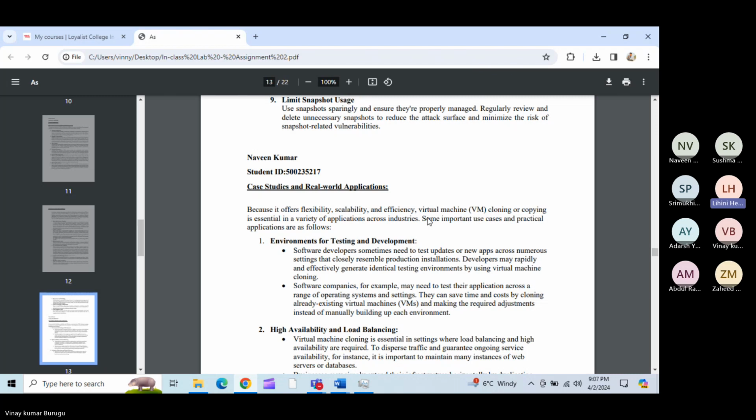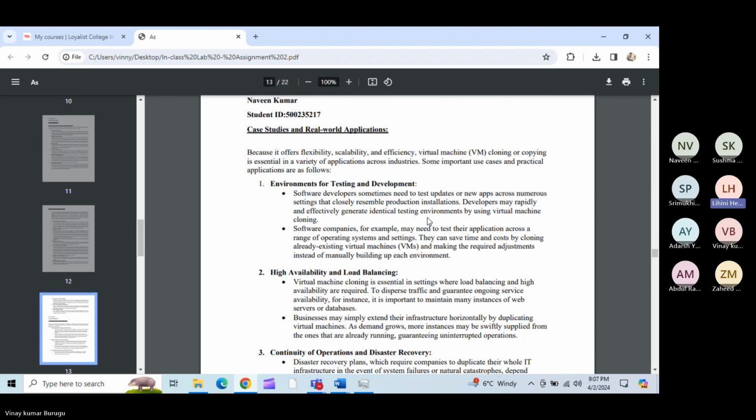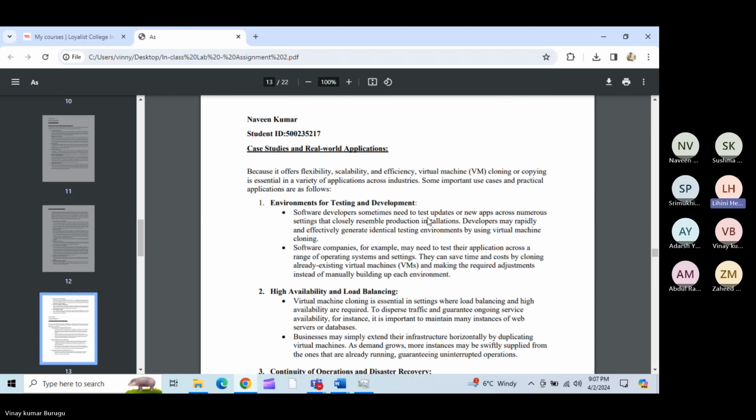These are some concerns and the methods to reduce the security concerns regarding VM cloning.